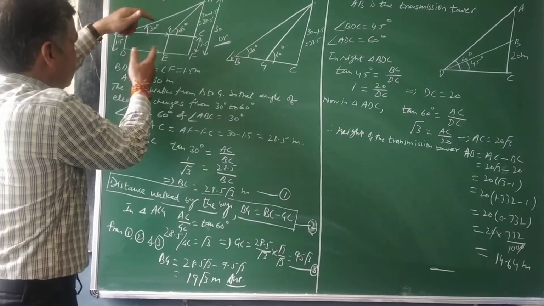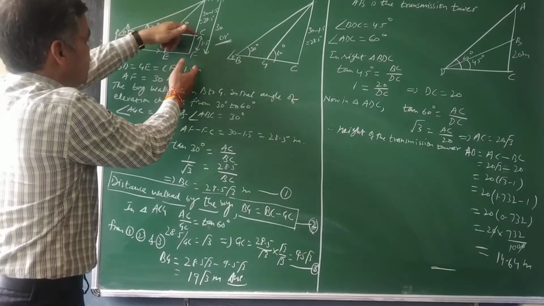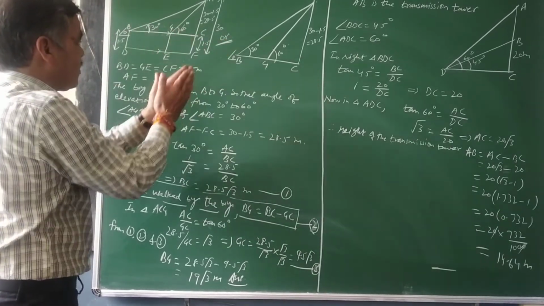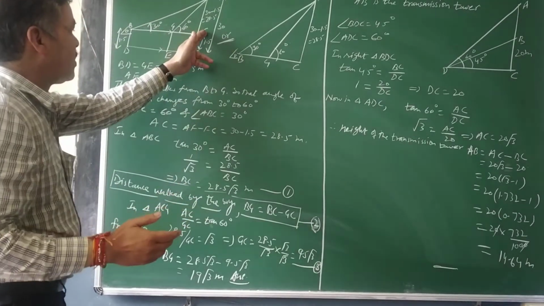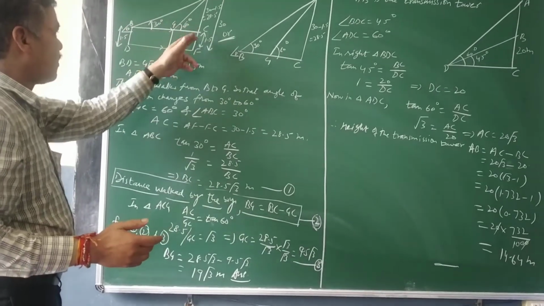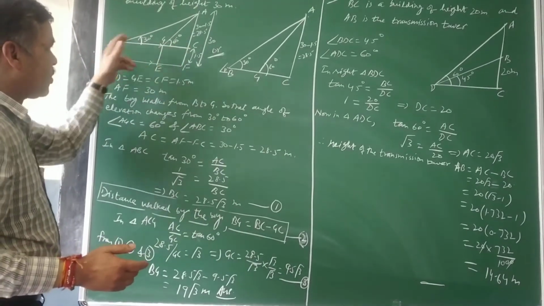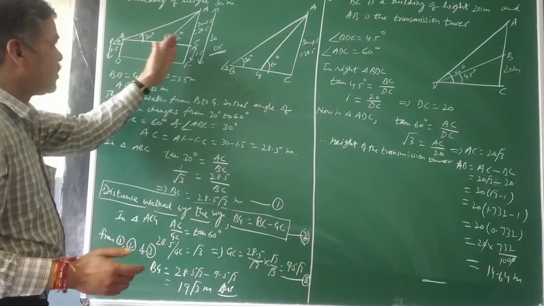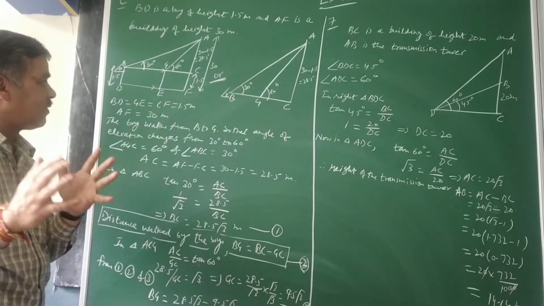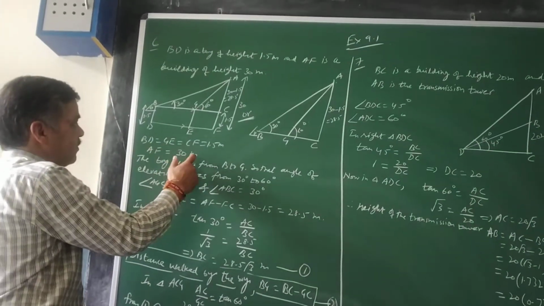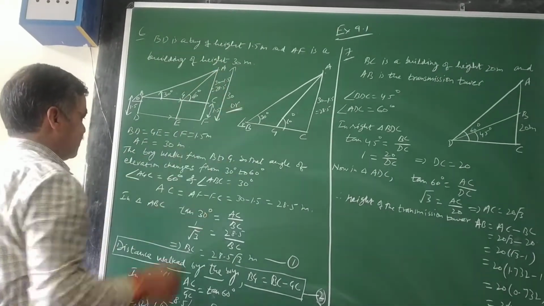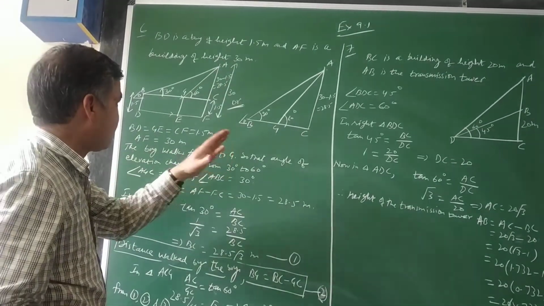Here BD is equal to GE is equal to CF. That is, everywhere it is the height of the boy. As this line is drawn parallel to this line, this will definitely form a parallelogram, and opposite sides are equal and the distance between the opposite sides is always the same. And AF is the total height of the building. Now the boy walks from B to G.